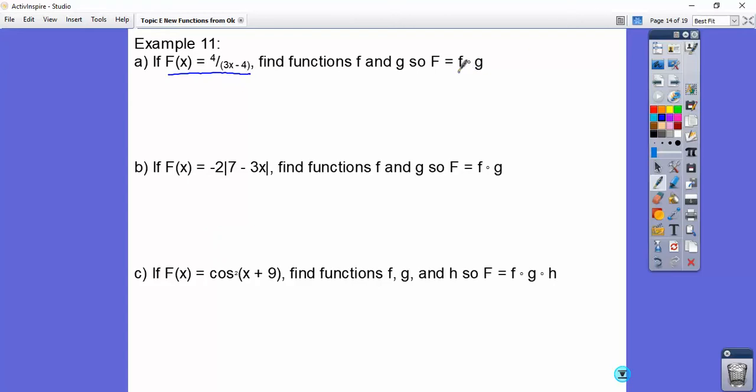So what this says is f composed with g. When I did that composition, I got 4 over 3x minus 4. So I need to know what the original g of x and f of x were. Last year I told you g is like the inside. So if I'm going to plug in a 2 for my x, what's the first thing I'm going to do?